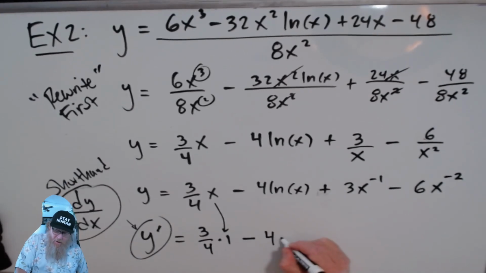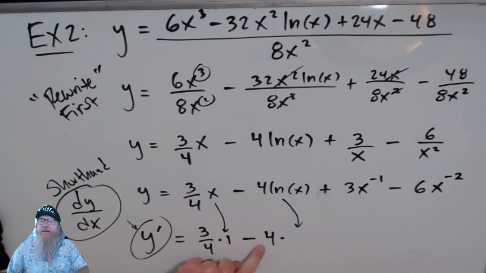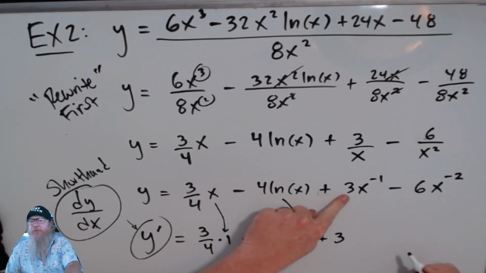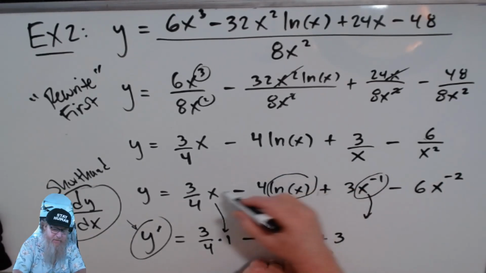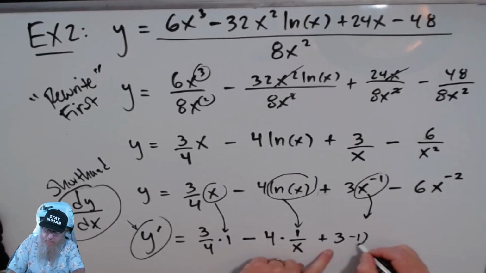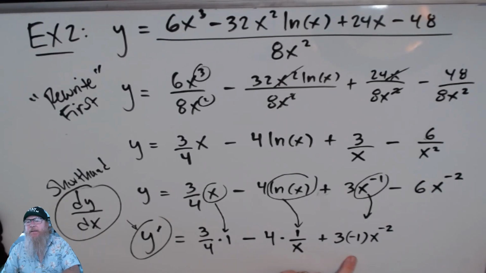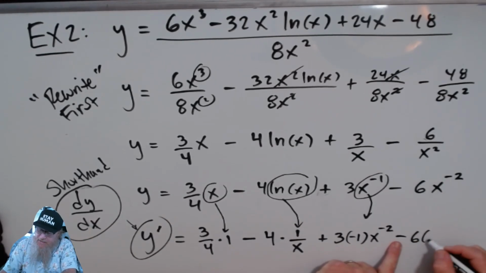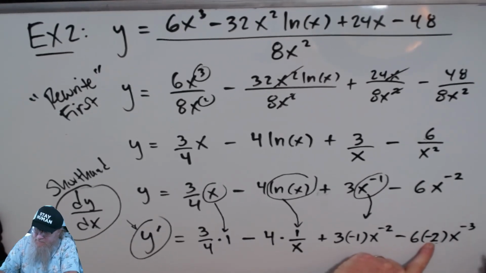Now here, 4, constant, comes out in front. Now what's the derivative of ln? That's that special case, 1 over x. Here, bring the 3 out in front. And then do the derivative of x to the negative 1. That's going to be negative 1 x to the negative 2. And then for the last one, negative 6 times negative 2 times x to the negative 3.